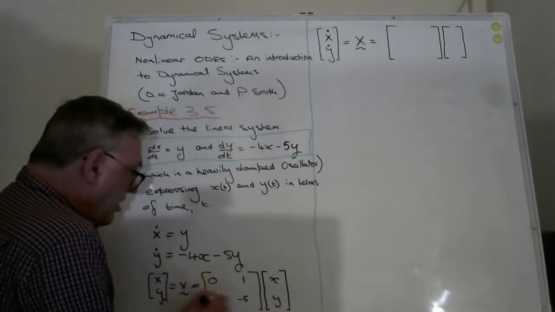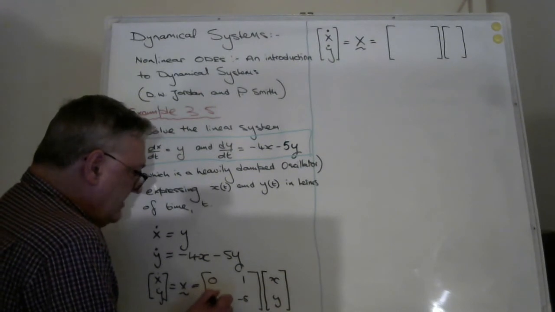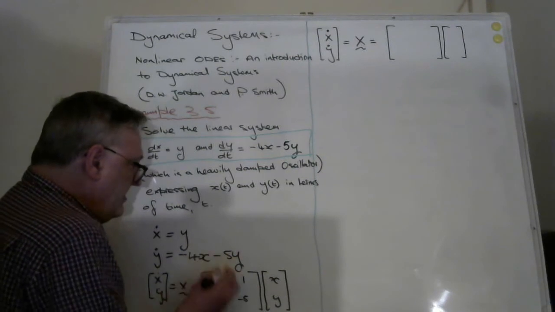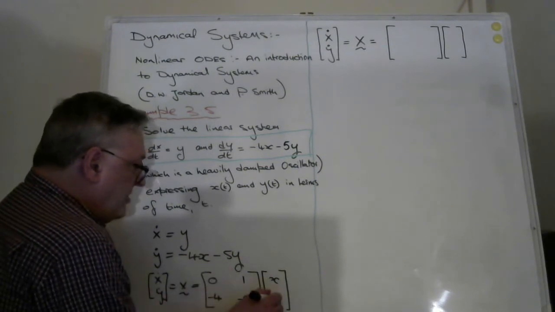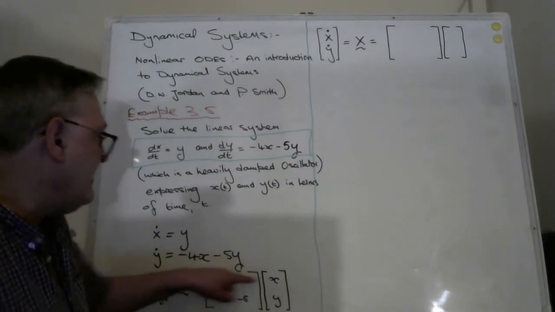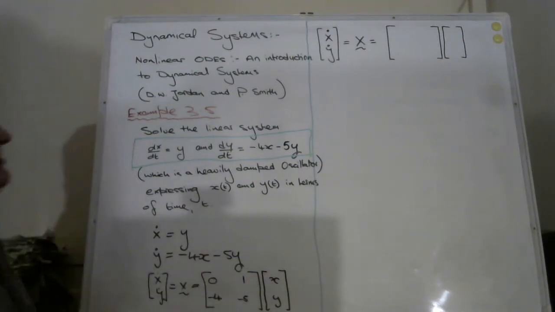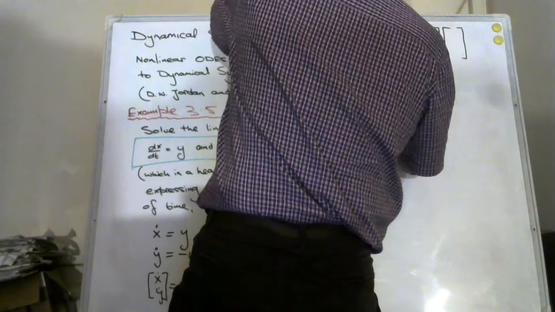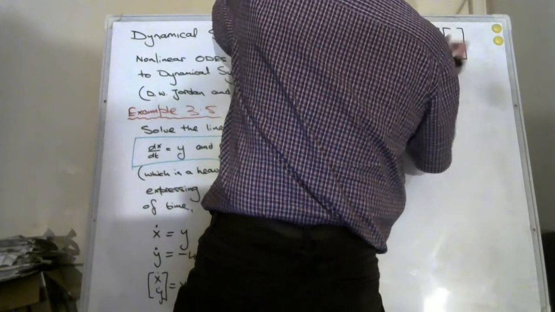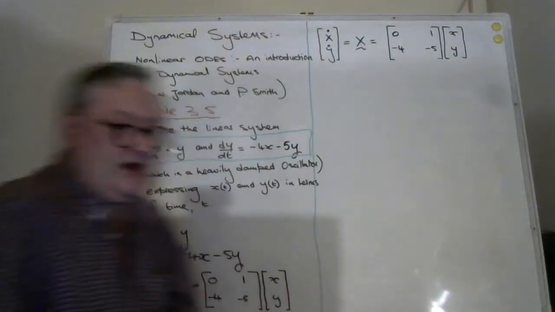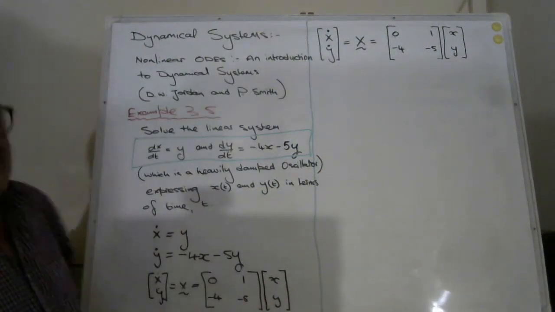Then we move to the y dot term, and we see that's minus 4 times x, which is the minus 4x up here. And then we've got minus 5 times y, which is a minus 5y there. But we, of course, want to keep it in this matrix form. So just rewriting everything, we have 0, 1, minus 4, minus 5, times the xy vector there.